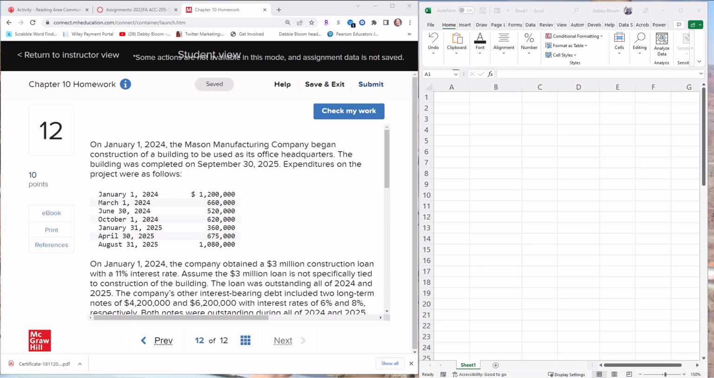In this video, we're going to go over your Chapter 10 homework, problem number 12. Problem number 12 is very similar to problem number 11, except that we're going to use the weighted average cost of capital for all of our debt instead of looking at the construction loan. So in this one, before I do anything, the first thing that I'm going to do is calculate the weighted average cost of capital.